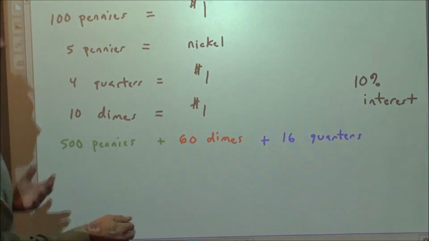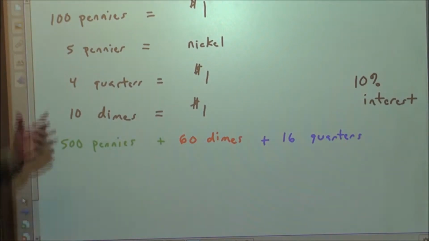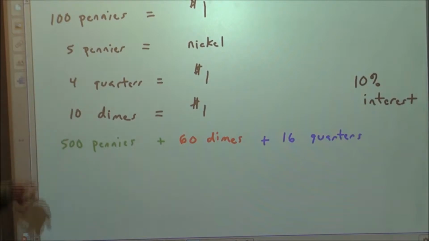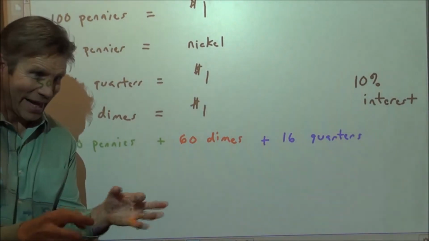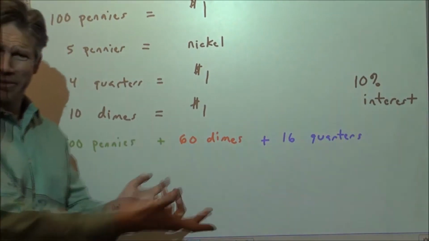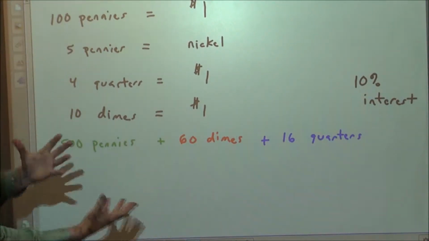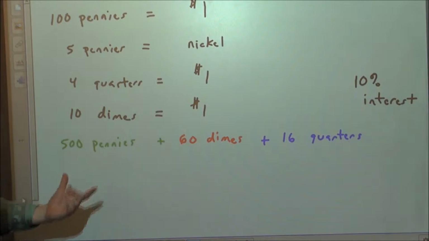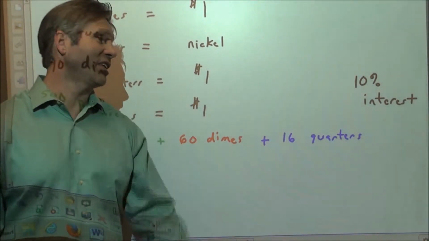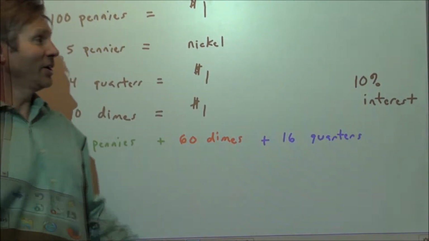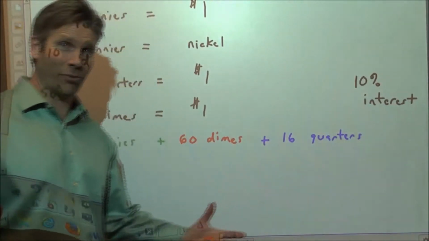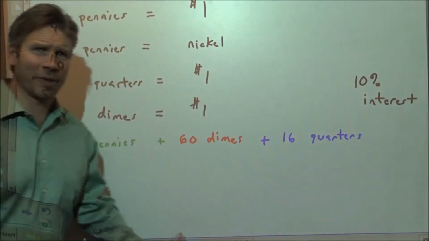Let's suppose, well, let's not suppose, I think we know that there's 100 pennies in a dollar, 5 pennies in a nickel, and so on. Let's suppose I'm cleaning out my ashtray or whatever that thing is in my car. I drive a minivan. Anyways, so I'm cleaning it out. I got 500 pennies, I got 60 dimes, I got 16 quarters. I'm going to put it in a bank earning 10% interest in my dreams, and I want to know how much money I'm going to make the next year.